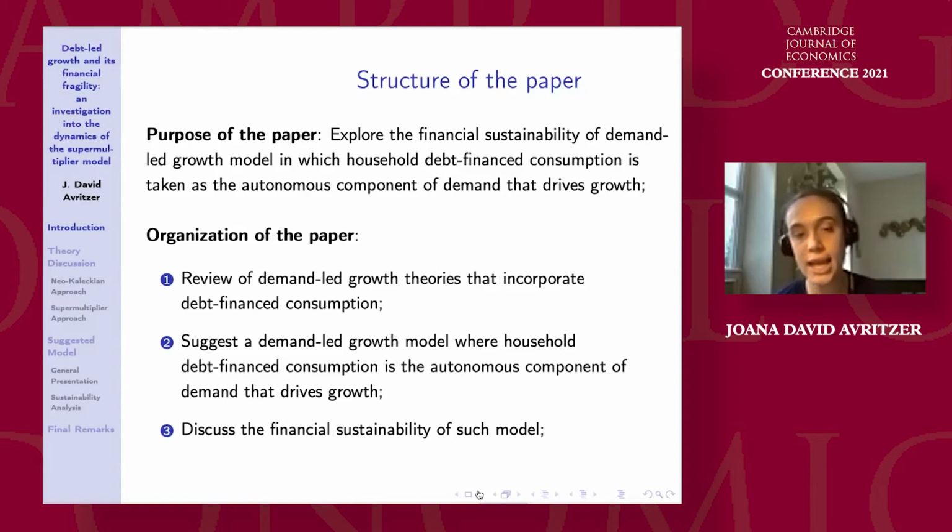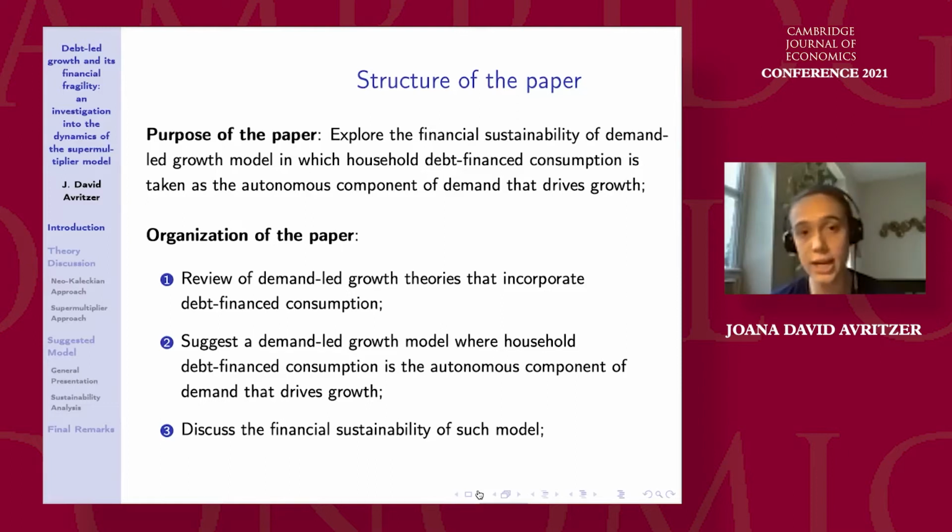So the idea then is to suggest a type of super multiplier model where household credit finance consumption is the driver of growth, and ask ourselves if this is a financially sustainable model of growth from the perspective of these households that have to get into that.